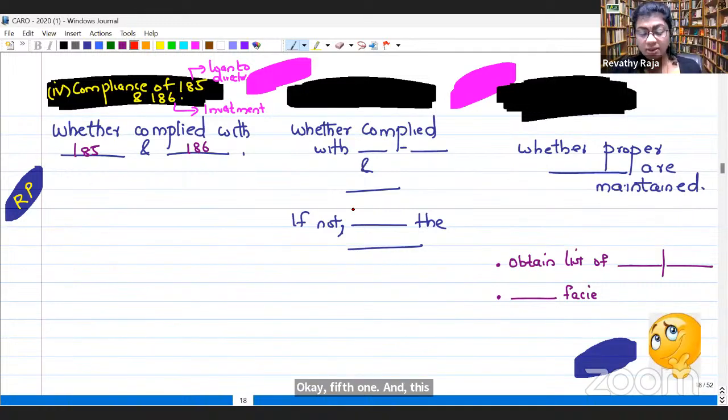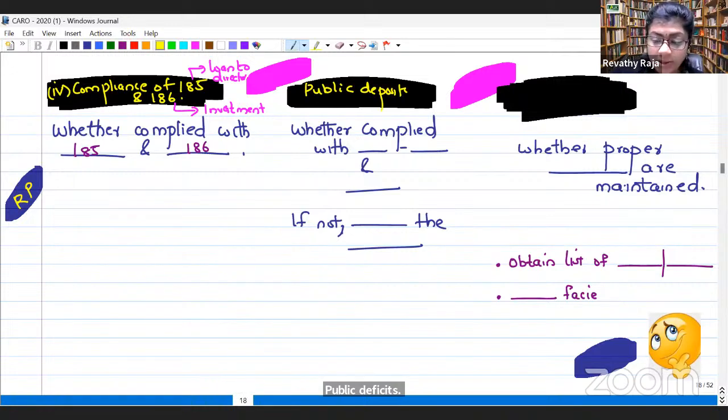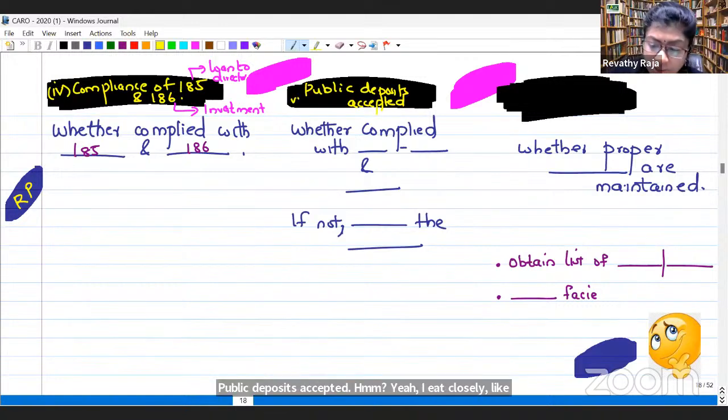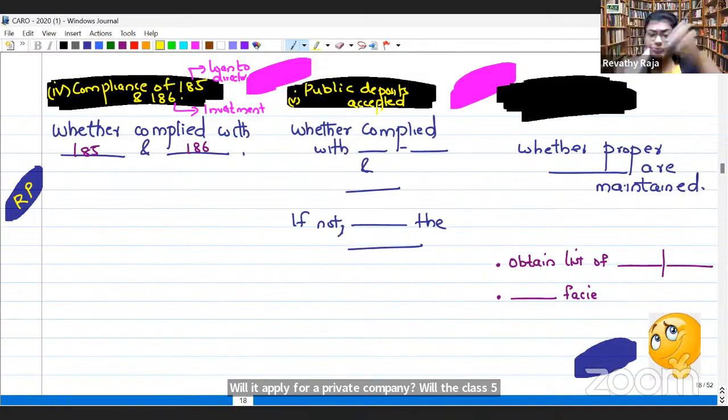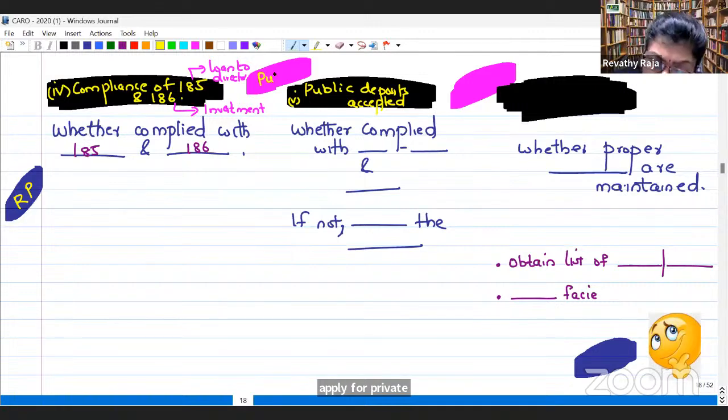This you have learned, especially in Inter. Public deposits accepted. Will clause 5 apply for private company, CARO? Answer is no. Can we say this clause is specifically only for public company?